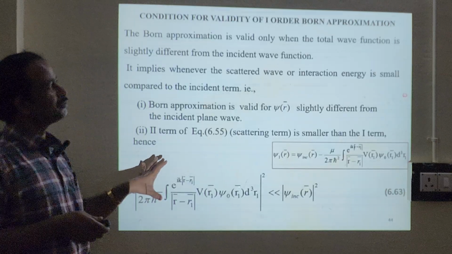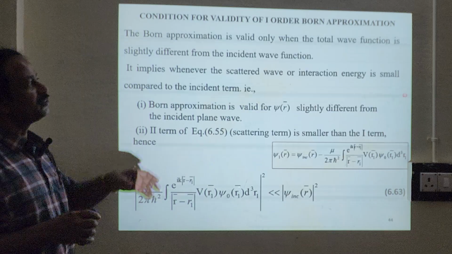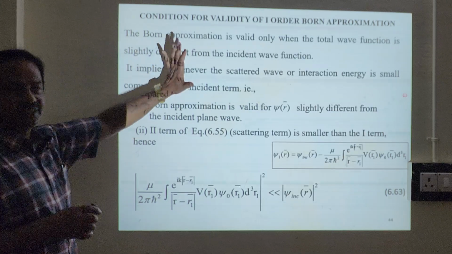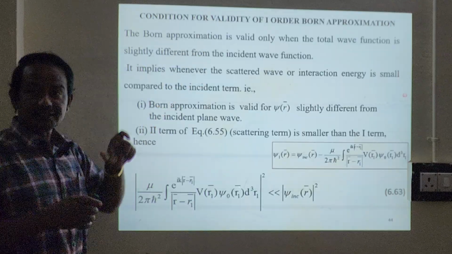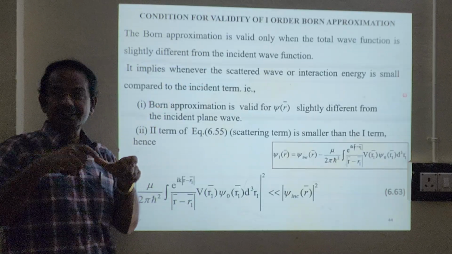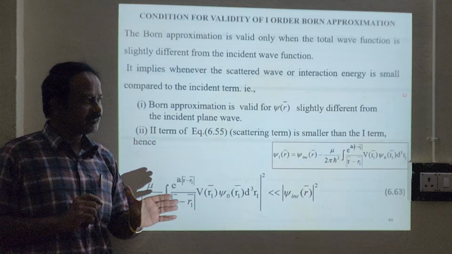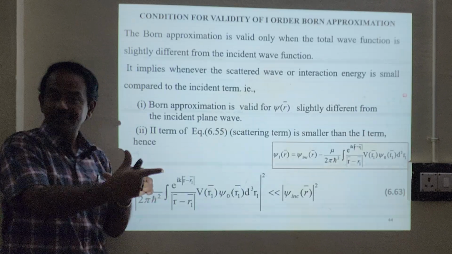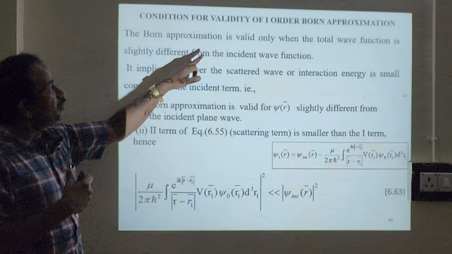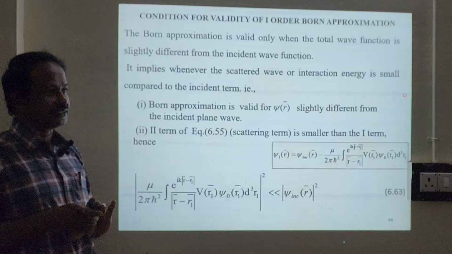Okay, so this is a very important question. The Born approximation is valid only when the total wave function is slightly different from the incident wave. We know already about this. The total wave function consists of plane wave as well as spherical wave. Correct? So it is a superposition of plane wave and spherical wave. So it is valid when the total wave function is slightly different from the incident wave function.